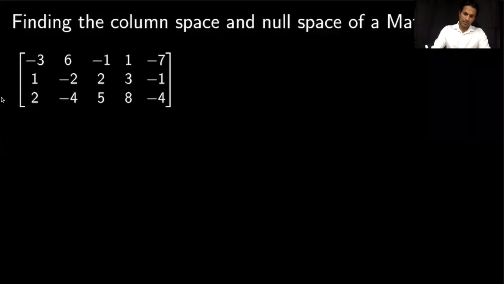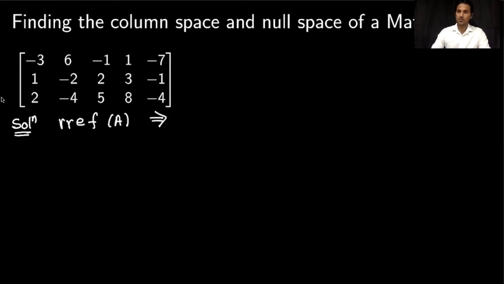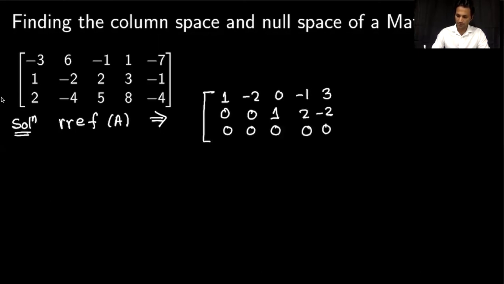Now we will calculate the null space of this matrix. The first step of calculating the null space is also to find the row reduced echelon form of the matrix A. Since we already calculated the row reduced echelon form of this matrix A in the previous video, I will write this one. It was 1, -2, 0, -1, 3. That will be 0, 0, 1, 2, -2, and the last column is all 0.